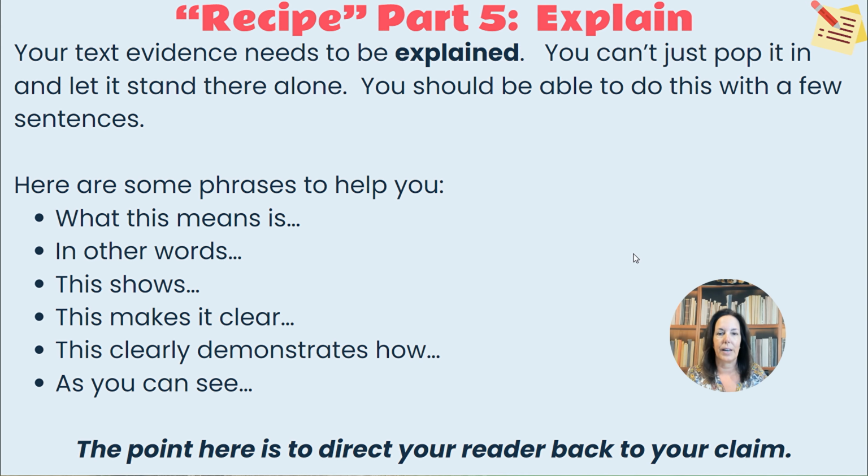Okay, part 5 of our recipe is to explain. Your text evidence needs to be explained. I really think this is something that kids forget to do the most in an essay, okay? You can't just pop it in and let it stand alone there. You should be able to do this with just a few sentences. Here are some phrases to help you: what this means is, in other words, this shows, this makes it clear, this clearly demonstrates how, and as you can see. So the point here is to direct your reader back to your claim.